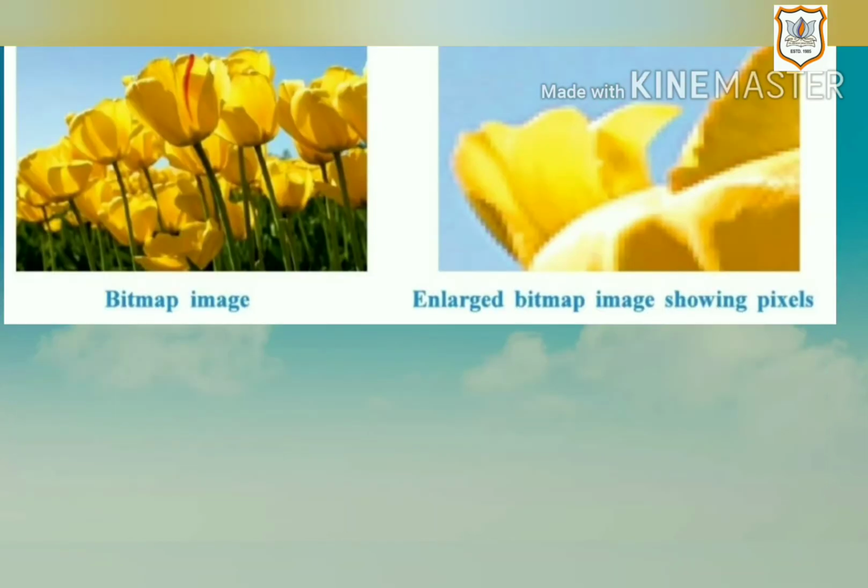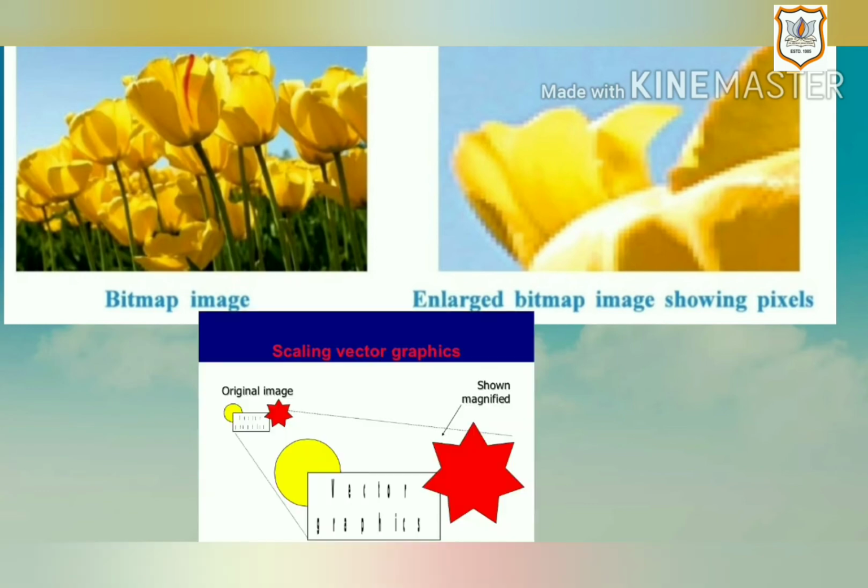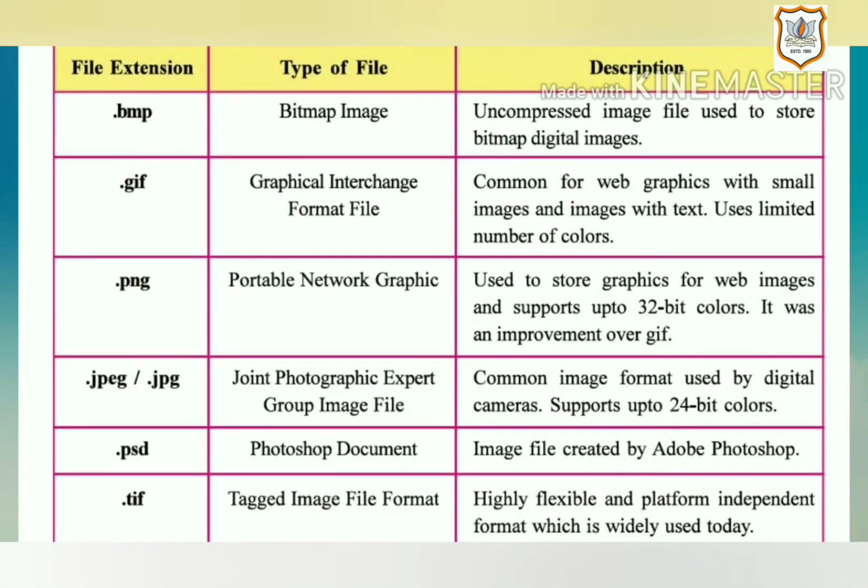On the screen, both bitmap and vector graphic images look the same. But when you enlarge a bitmap image, it will blur and the pixels will get enlarged, as shown in the first image. The vector graphic images look the same when enlarged, shown in the second image. This table shows the commonly used image formats.